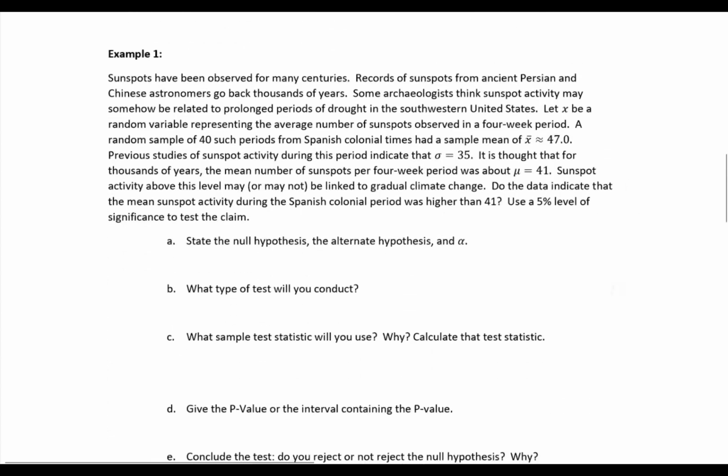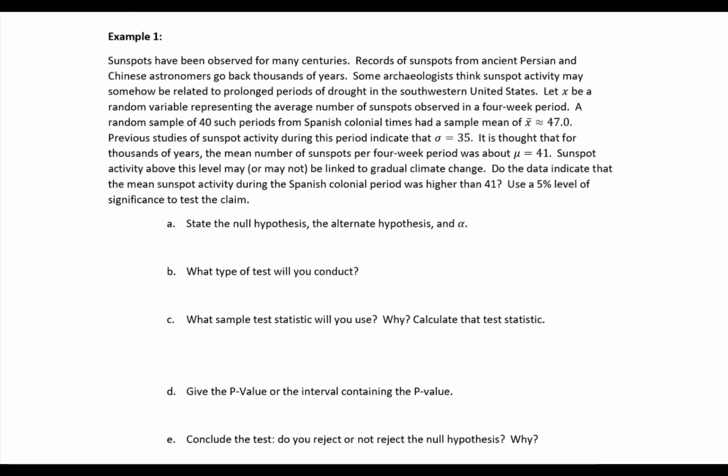So let's look at a couple of examples. For this first example, sunspots have been observed for many centuries. Records of sunspots from ancient Persian and Chinese astronomers go back thousands of years. Some archaeologists think sunspot activity may somehow be related to prolonged periods of drought in the southwestern United States. So let x be a random variable representing the average number of sunspots observed in a 4-week period. A random sample of 40 such periods from Spanish colonial times had a sample mean of x-bar approximately 47. Previous studies of sunspot activity during this period indicate that sigma is 35.